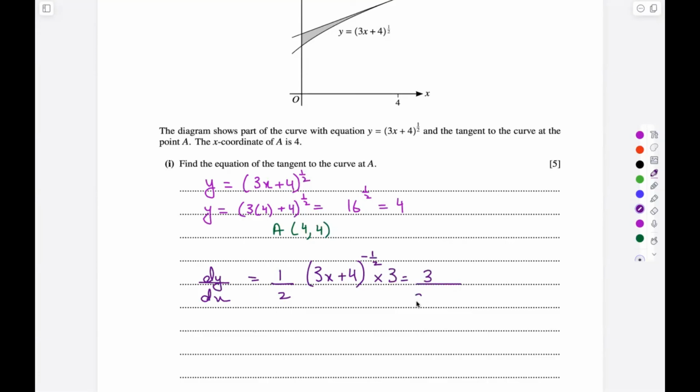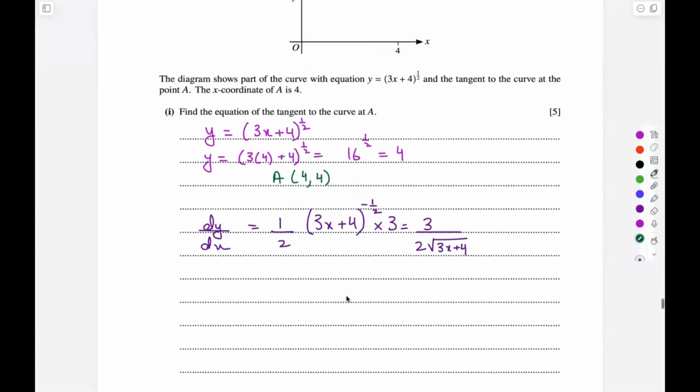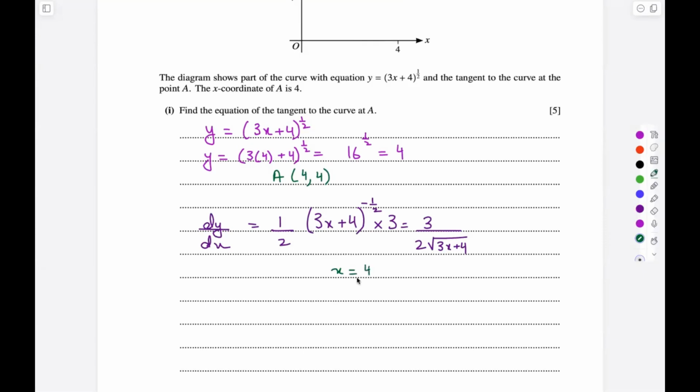And now we can bring the (3x plus 4) term into the denominator and write it as the positive square root of 3x plus 4. Now substituting x equals 4 over here, the dy dx will be equal to 3 upon 2 multiplied by the square root of 3 into 4 plus 4. So that will become 3 upon 2 into square root of 16, which is 4. So that will become 3 upon 8.